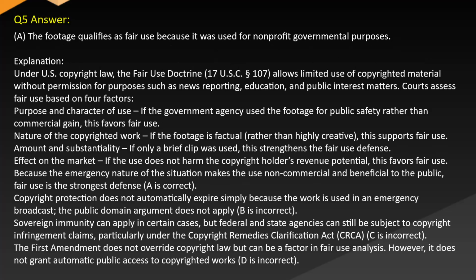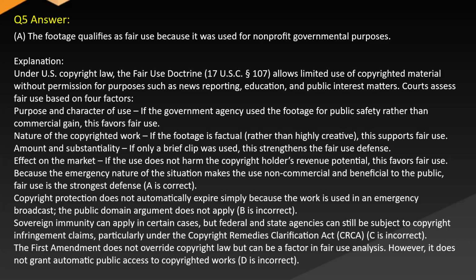Answer A. The footage qualifies as fair use because it was used for non-profit governmental purposes. Explanation: Under U.S. copyright law, the Fair Use Doctrine, 17 U.S.C. § 107, allows limited use of copyrighted material without permission for purposes such as news reporting, education, and public interest matters. Courts assess fair use based on 4 factors.